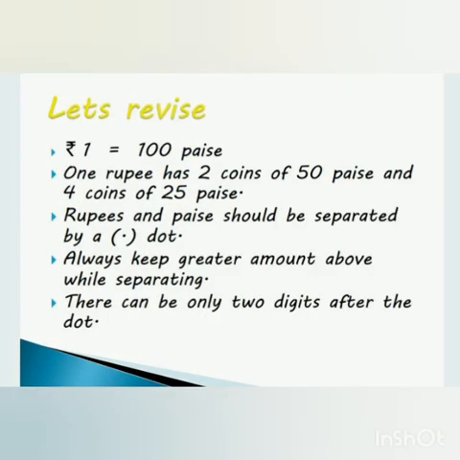Now children, it's time to recapitulate all the topics. First, 1 rupee is equal to 100 paise. Second, 1 rupee has 2 coins of 50 paise and 4 coins of 25 paise. Third, rupees and paise should be separated by a dot. Fourth, always keep the greater amount above while subtracting. And fifth, there can be only 2 digits after the dot.